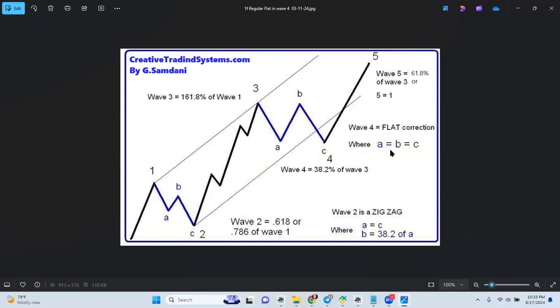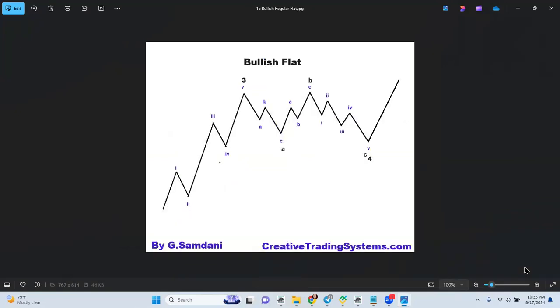A simple, regular flat looks like this: A equals B equals C. Now, a more clear picture is like this. This is a bullish flat where you have this wave A coming down after finishing wave three, right? So ABC: A, then B, but B is a little bit lower than the high of three, and then C comes in five waves, 1, 2, 3, 4, 5, a little bit lower than wave A. That's how a regular bullish flat usually looks, right?